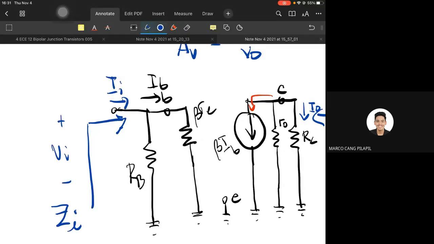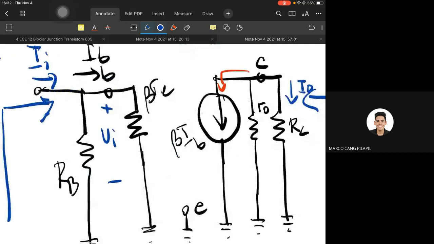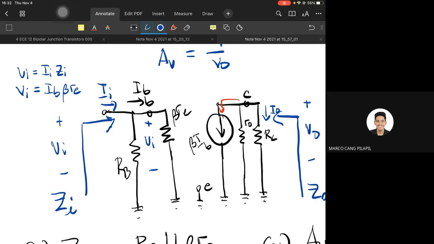Tungkol kay parallel si RB ug si beta RE, the measured VI here at this point is also equal to the measured VI right here. So instead na VI is equal to II times ZI, isud man ni pangitaon, we'll use the other one na lang. VI is equal to IB times beta RE. Voltage across this resistor na lang, si VI. So VI is equal to IB beta RE.